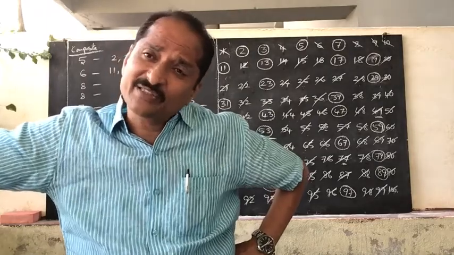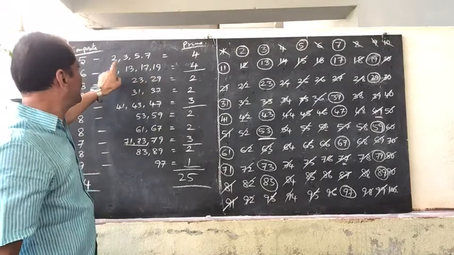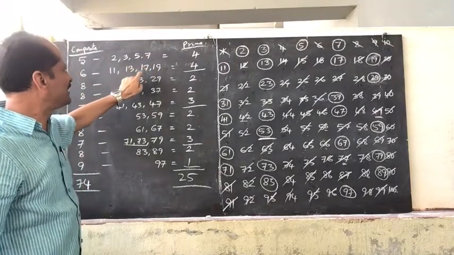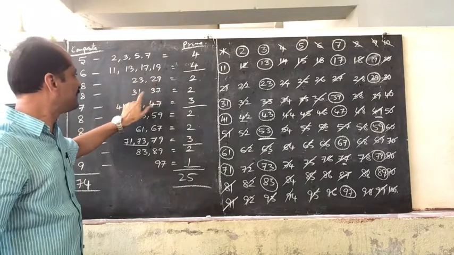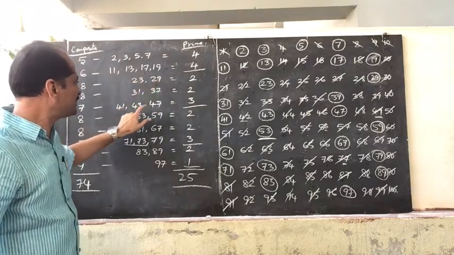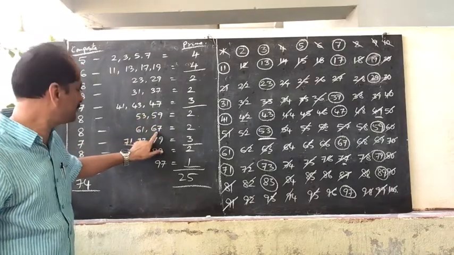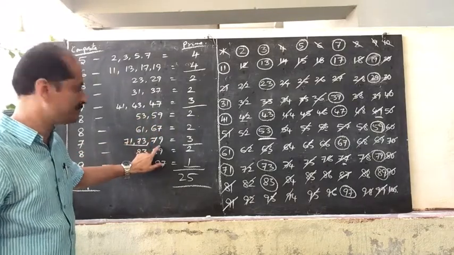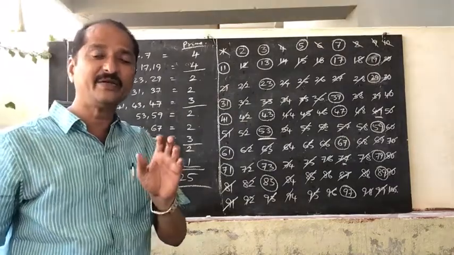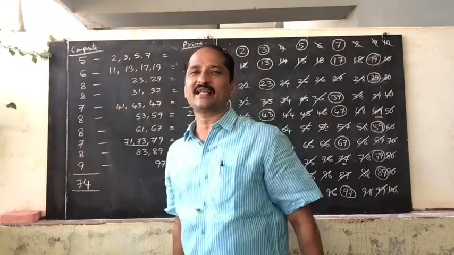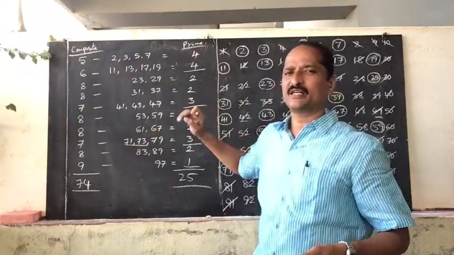Apart from that, you can also remind yourself like this. Look at what they are: 2, 3, 5, 7, 11, 13, 17, 19, 23, 29, 31, 37, 41, 43, 47, 53, 59, 61, 67, 71, 73, 79, 83, 89, 97. In between 90 to 100 we have only one prime number, that is 97. If you remember it this way, you will also know which are not prime numbers.